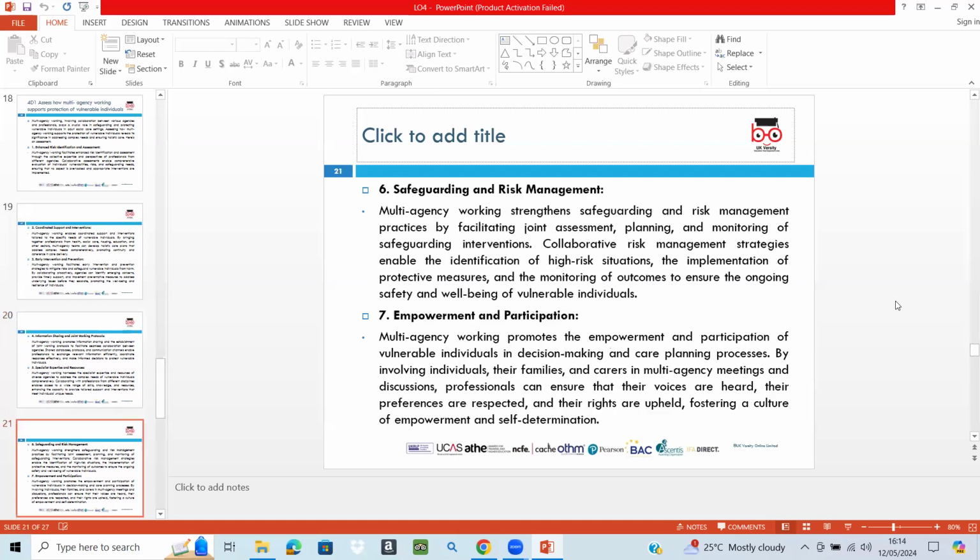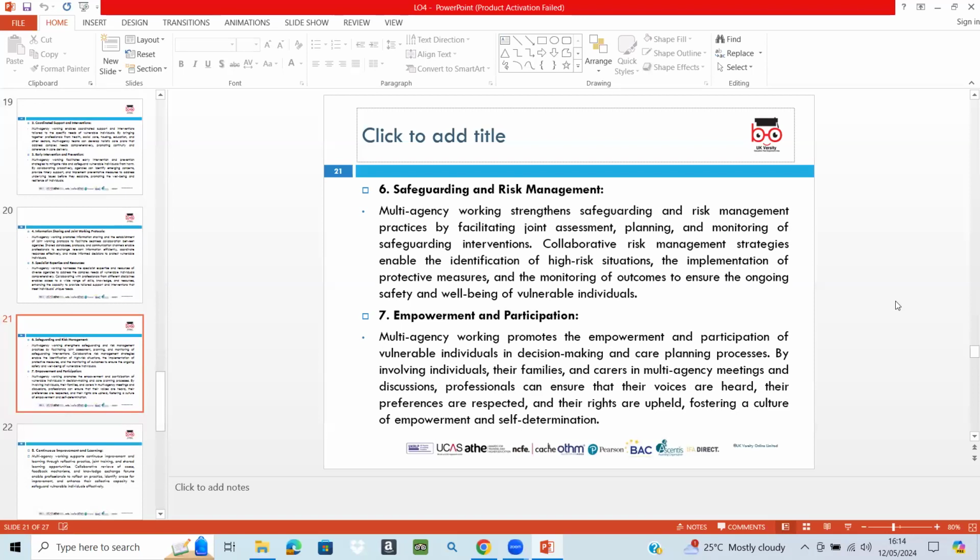Then move to the next one. So we have to discuss safeguarding and risk management, empowerment, and participation. Right. So multi-agency working involves safeguarding and risk management practices by enabling teamwork and collaborative assessment, planning and monitoring of safeguarding interventions for vulnerable individuals in adult social care settings. Through joint efforts, professionals can collectively identify high-risk situations, develop and implement proactive measures, and monitor the effectiveness of interventions to uphold the safety and well-being of vulnerable individuals.